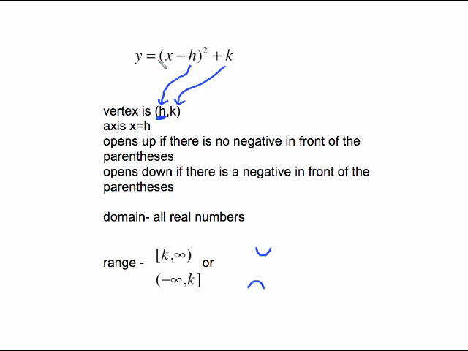It opens up if there's no negative in front of the parentheses. It opens down if there is a negative. Your domain on all of these is all real numbers, or you can write it in interval notation, -infinity to infinity. Your range depends on how it is oriented. If it's facing up, your range is always the k value, comma, infinity. Whatever the k value is, comma, infinity, if it's facing up. If it's upside down, your range is -infinity, k.